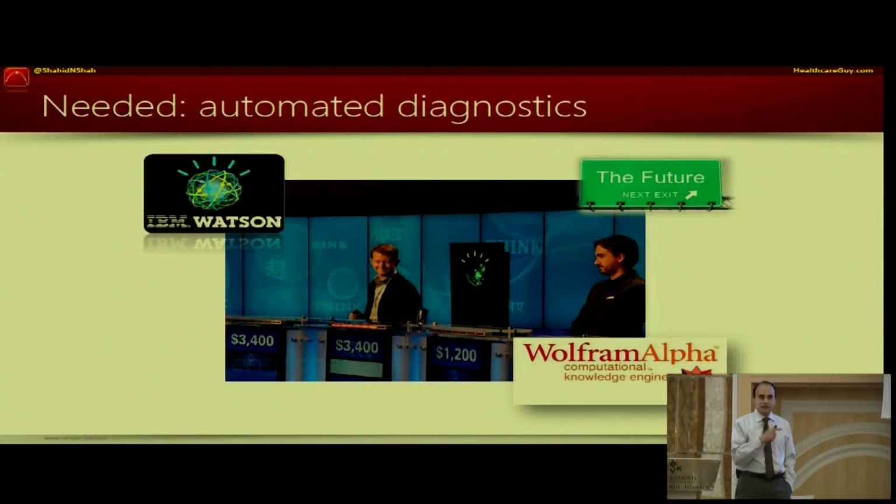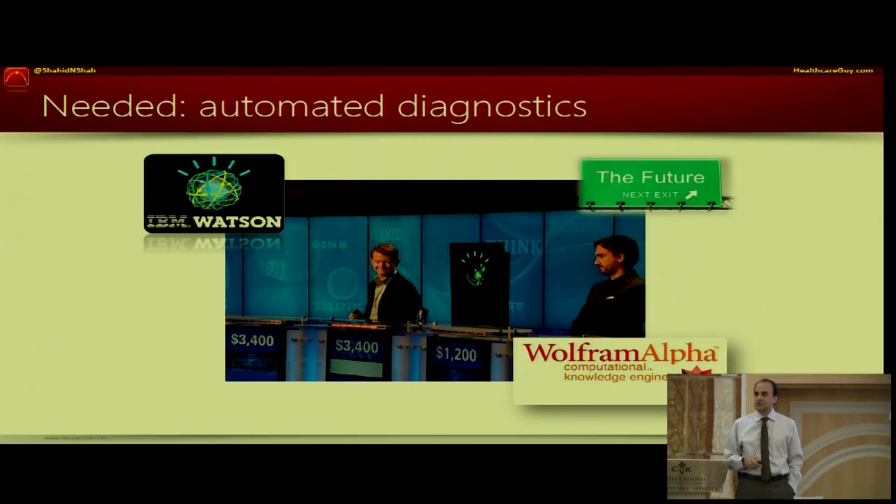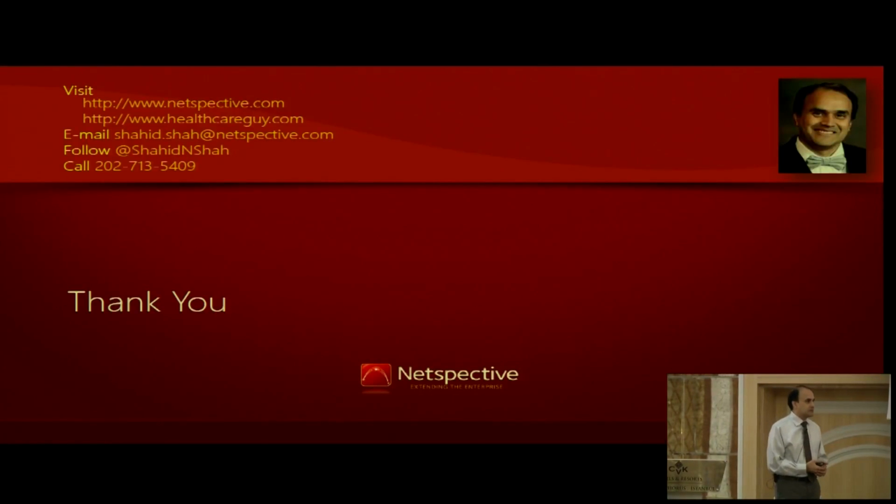And lastly, it's about automated diagnostics. So how many of you know about the IBM Watson computer? Just nobody here? If a few of you, definitely look this up, because when you have data, this is the future of what you can do in medical science. With that, I'd like to open up for any questions that you might have. My time is up.